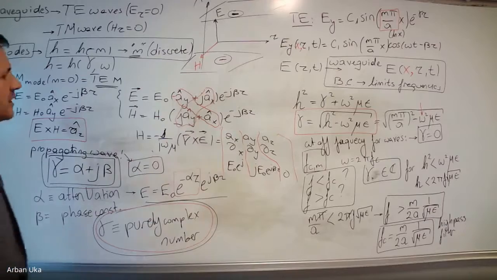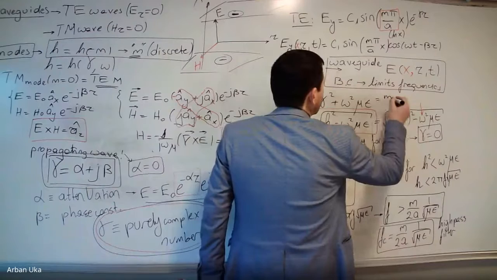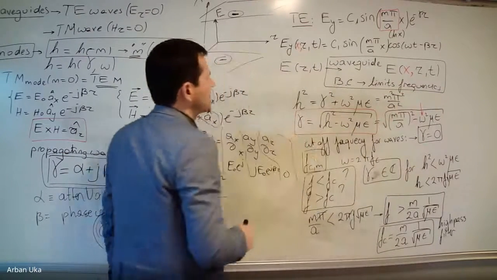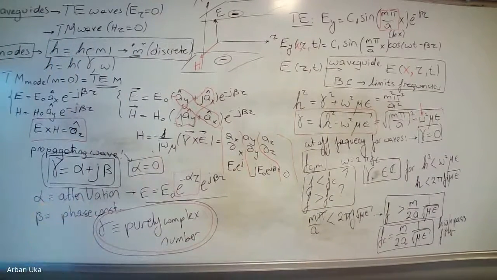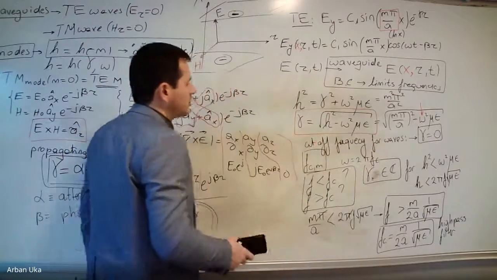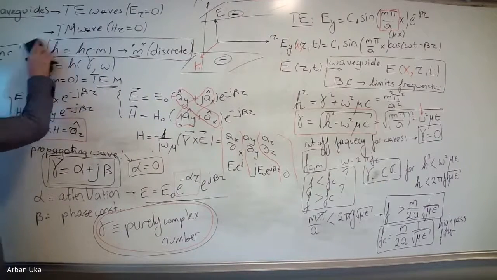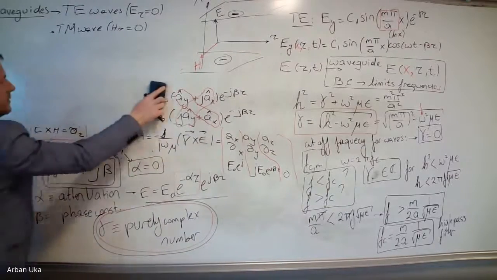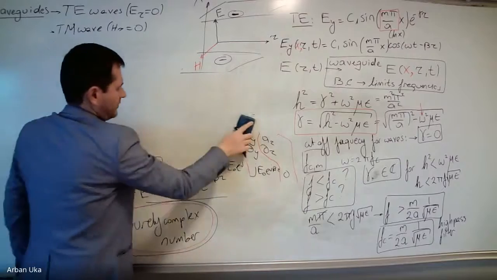So we should remember that h is a discrete value, so this is equal to n squared pi squared over a squared. So this is the discreteness of h, and then we say that we want the h to have the same value, but we want this number to be smaller than 0, and this is the logic that builds up.